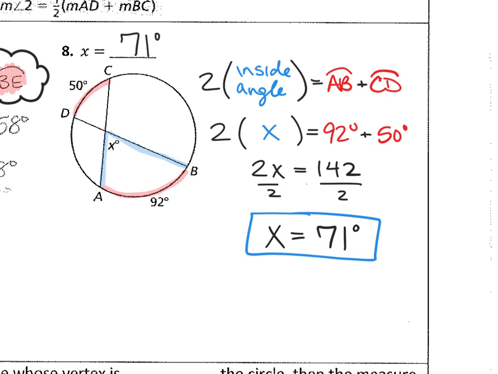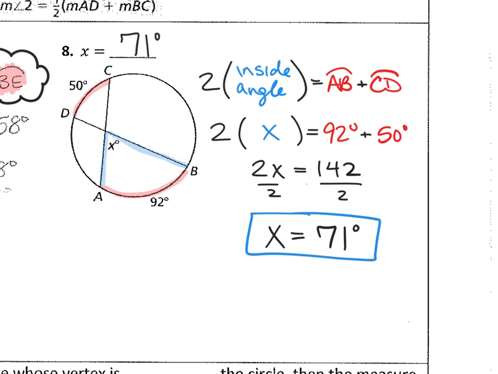Fabulous. So it's really just a simple formula. Double the inside angle equal to the sum of the arcs. The problem with these kinds of problems is that you're going to have to choose the correct formula to use. It's not always going to set them up easily like this. So if it's inside and not a central angle, you have to do double the inside angle equal to the sum of the arcs.